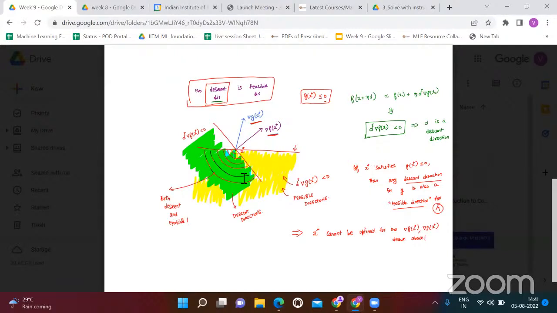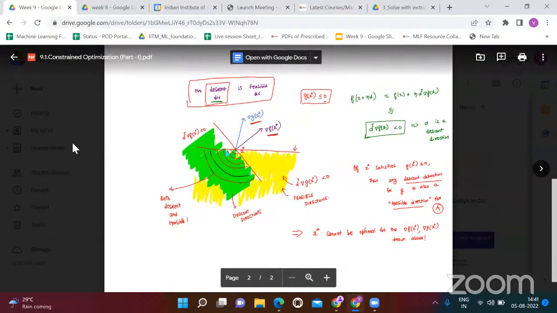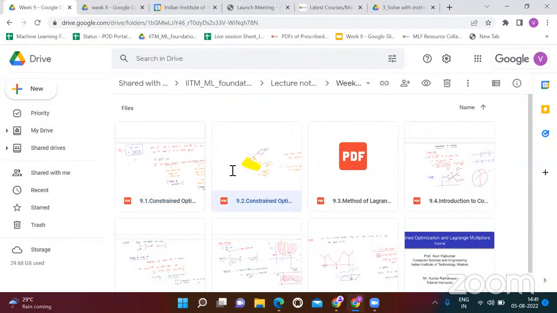That's why the X star won't be the correct solution for us, because we should not have any such descent plus feasible direction. Only if we are not getting any of these can you say this X star is the correct solution for us. Okay, so these are all the theory part.